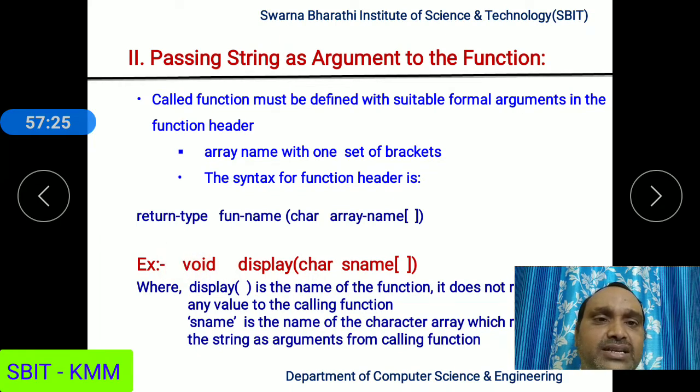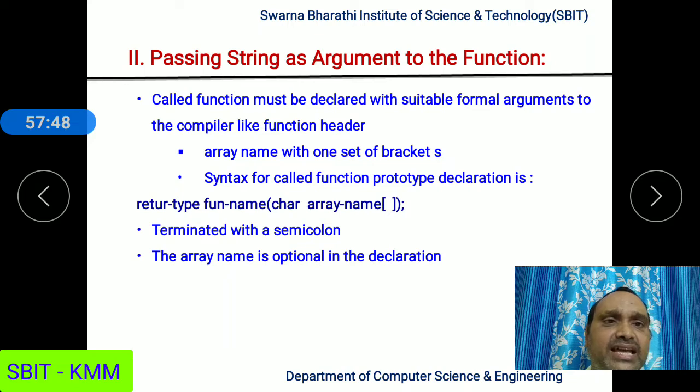Example: void display(char sname[]). sname is an array, a one-dimensional array. It receives a one-dimensional array as an argument from the calling function, and this one-dimensional array can store only characters. And this display function doesn't return any value back to the calling function.